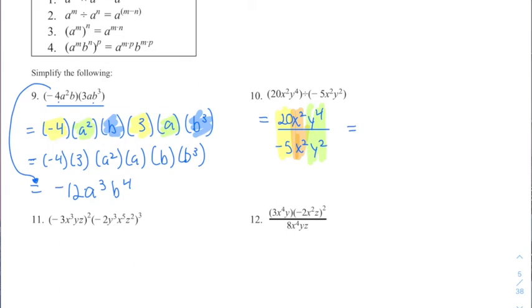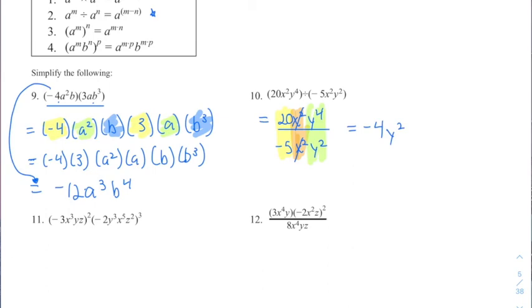So basically, I just reduce all of these in turn. I know 20 divided by negative 5 is negative 4. x squared over x squared actually cancels. And y to the 4 over y squared, I'm going to use subtraction there. So I get negative 4y squared. Okay, almost done.